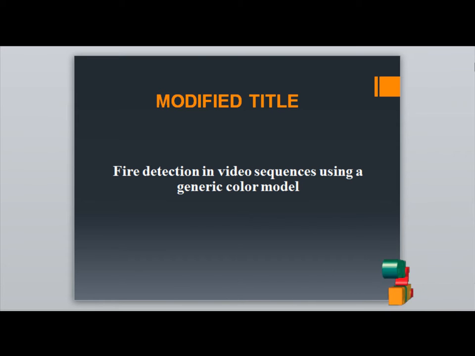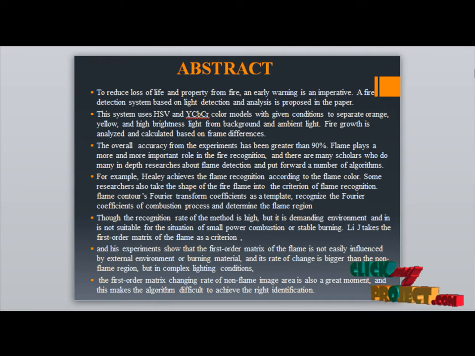Abstract. To reduce loss of life and property from fire, early warning is imperative. So fire detection based on light detection analysis is proposed in this paper. This system uses the HSV and YCbCr color models under given conditions to separate orange, yellow, high-brightness colors and background ambient light. It is analyzed to calculate the frame difference. The overall accuracy from the experiment has been greater than 90%.